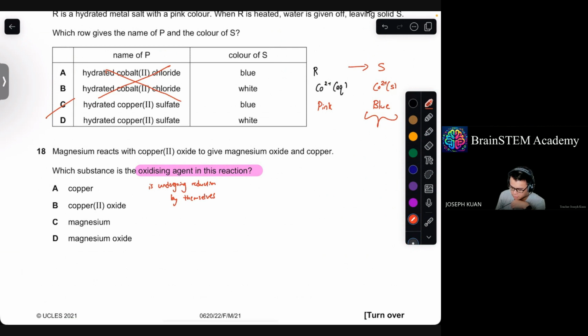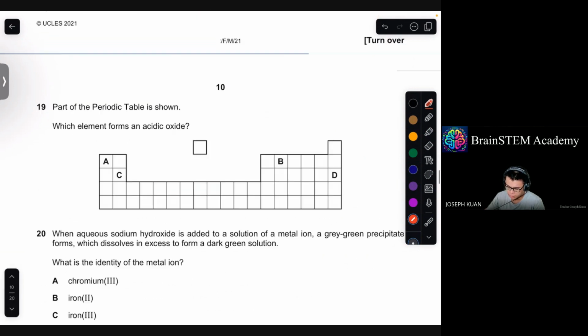All right, so which one is undergoing reduction? It will be copper 2 oxide, because it loses oxygen. You see, it changes from the oxide form into the metallic form. So the answer here is copper 2 oxide. The answer for number 18 is B. All right, moving on to the next question.